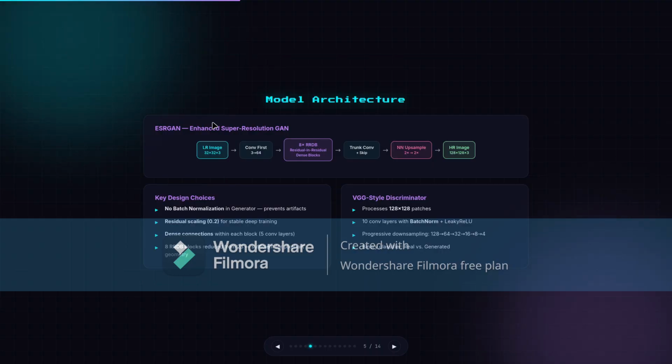Our model is based on SRGAN. The generator uses the RRDBNet architecture, and the flow is a 32 by 32 low-res image enters the network, passes through an initial convolution, then through 8 blocks. We reduced from the standard 23 because the pixel art geometry is much simpler than photorealistic images. Then the features are upsampled twice using nearest neighbor interpolation, giving us our 128 by 128 output. Two important design choices we went for: no batch normalization in the generator to prevent artifacts, and residual scaling of 0.2 for stable training. Each block contains 3 residual dense blocks, each with 5 convolutional layers densely connected.